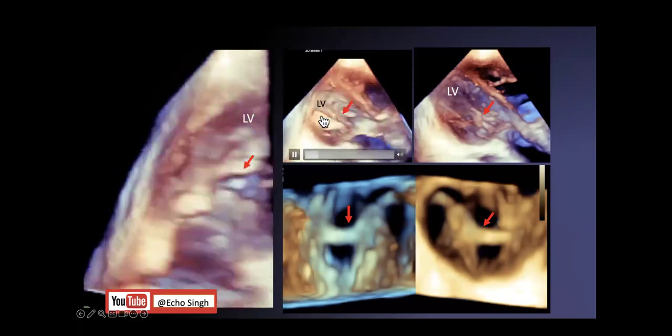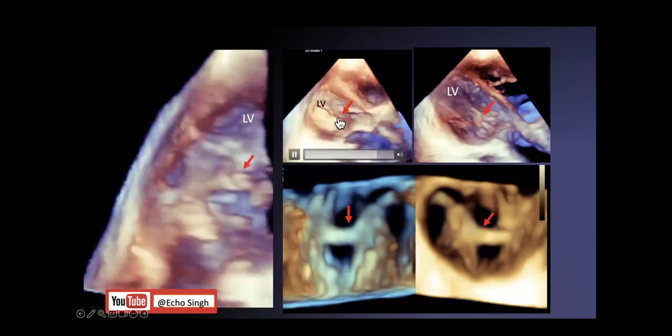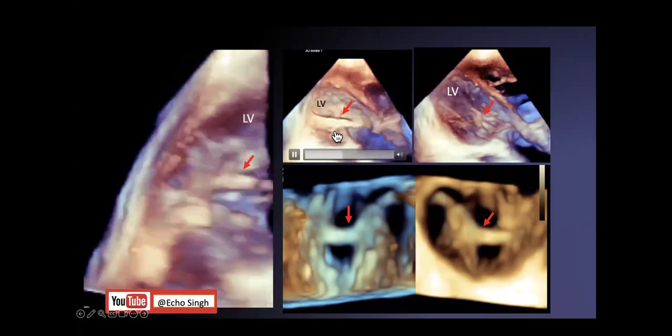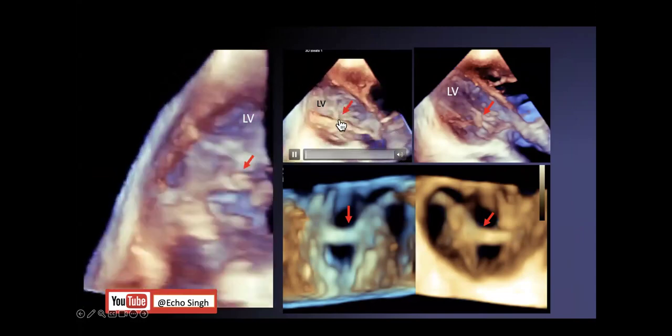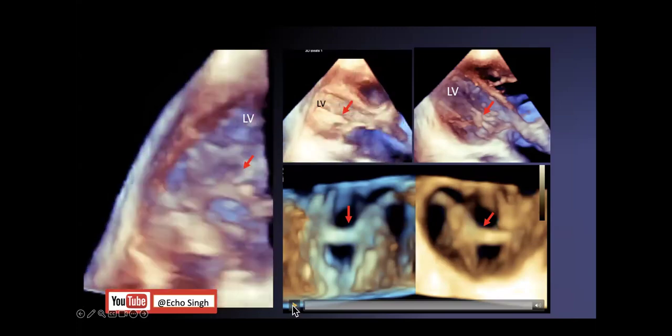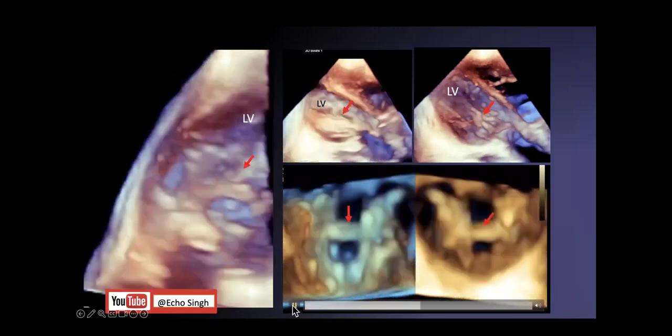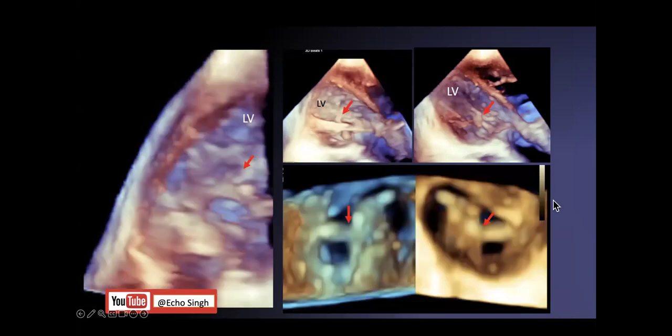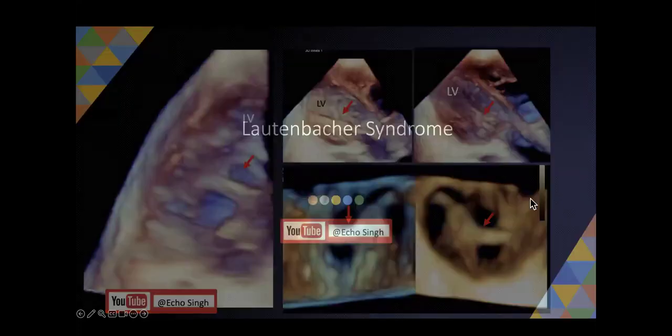You can see this one papillary muscle, another papillary muscle. You see this interpapillary muscle band. This doesn't produce any obstruction. I just wanted to show you that this is a marker that this is a papillary muscle abnormality which is leading to the LV inflow obstruction.